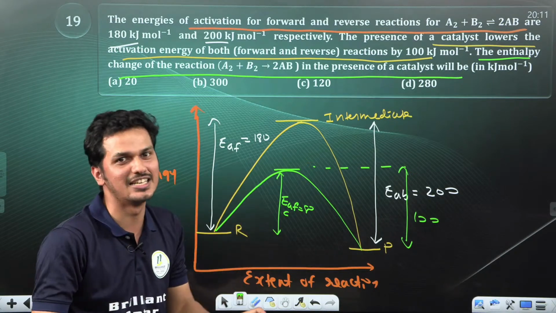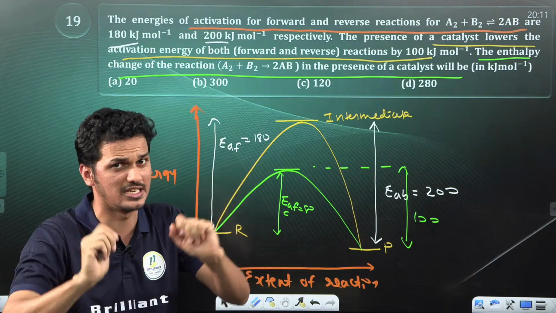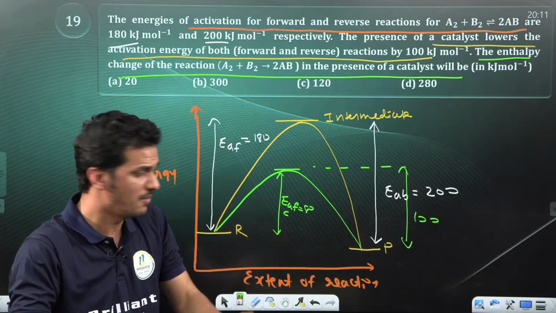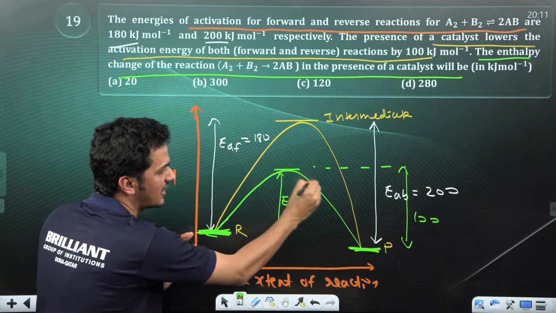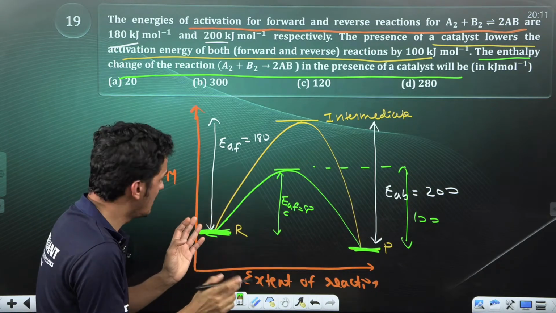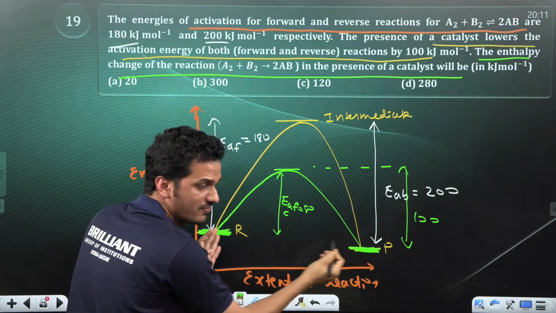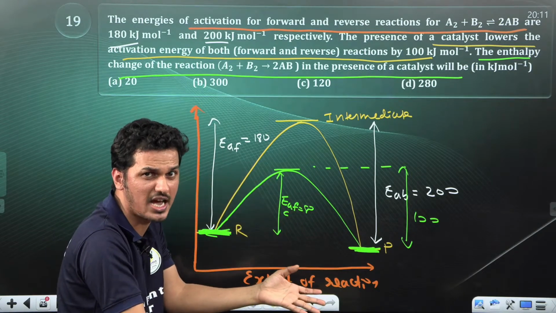If there is a catalyst or there is no catalyst, enthalpy change won't change. Enthalpy change is a constant because it depends only on the initial and final state. If catalyst is there, this is the path. Without catalyst, this is the path. So the initial and final state are the same. The catalyst only alters the path of the reaction mechanism.